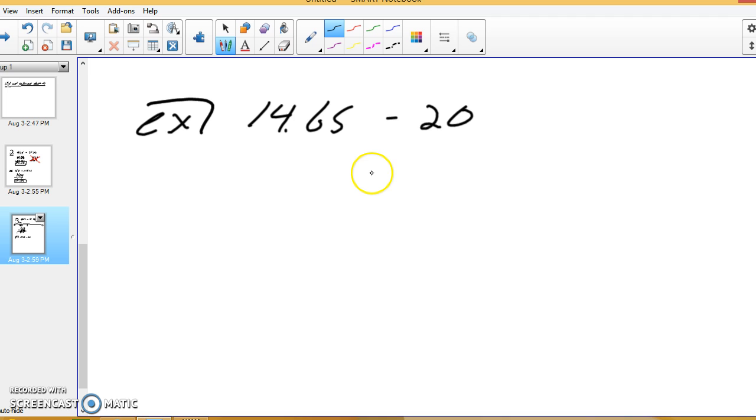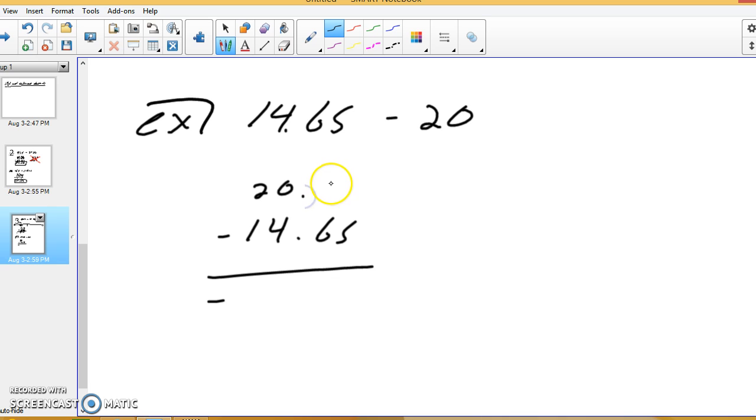For that reason, our final answer is going to be negative, because 14 minus 20 is going to be less than 0, so it's going to be in the negatives. How much less than 0 is it? Well, it's simply 20 minus 14.65, because whatever is left over after 20 minus 14.65 is how much lower than 0, how negative we're going to be. And again, now it's just simply inserting our placeholder zeros.